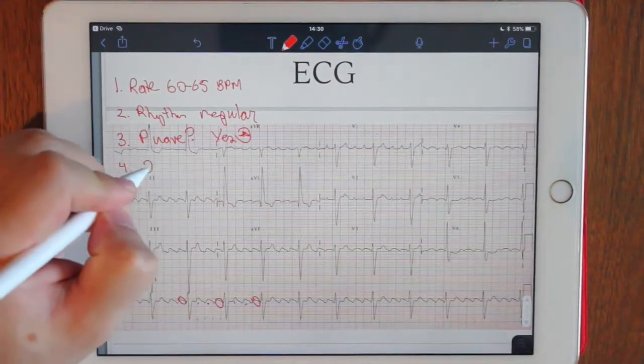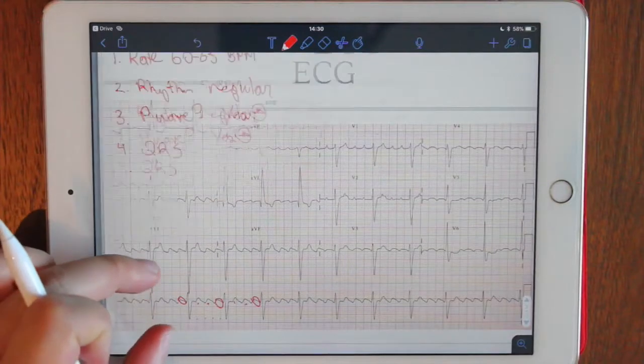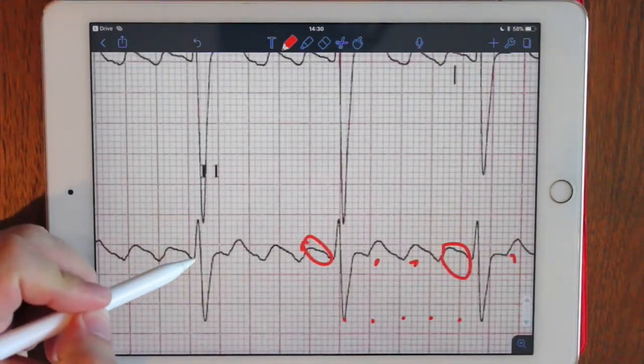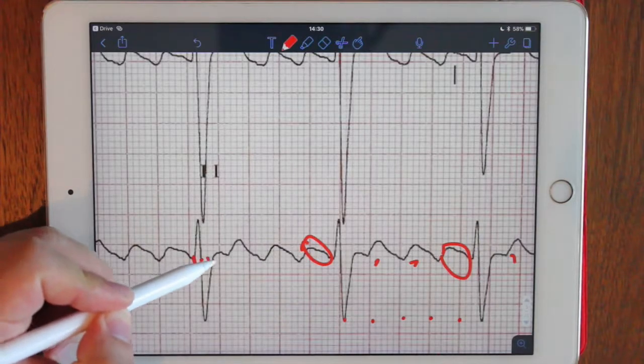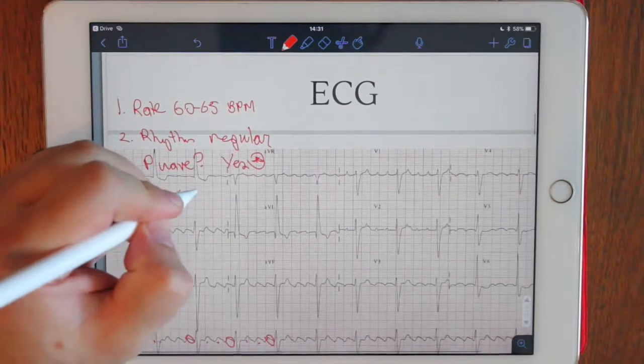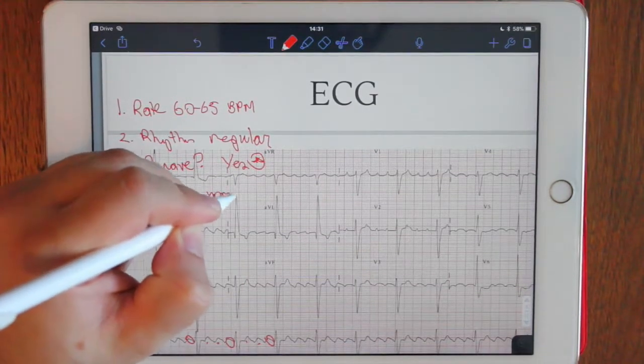Next thing, QRS. If we zoom in, we can indeed see that the QRS here is 1, 2, 3. Less than 3 boxes wide. So we're going to call this normal.